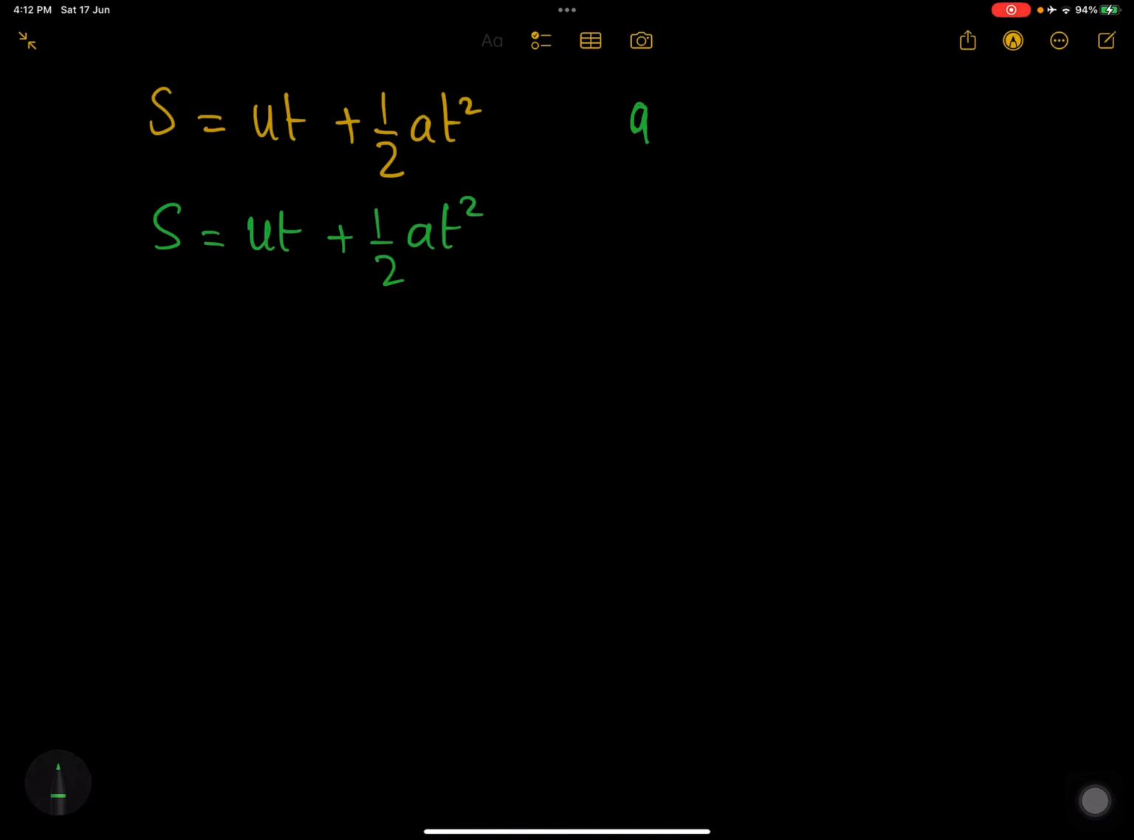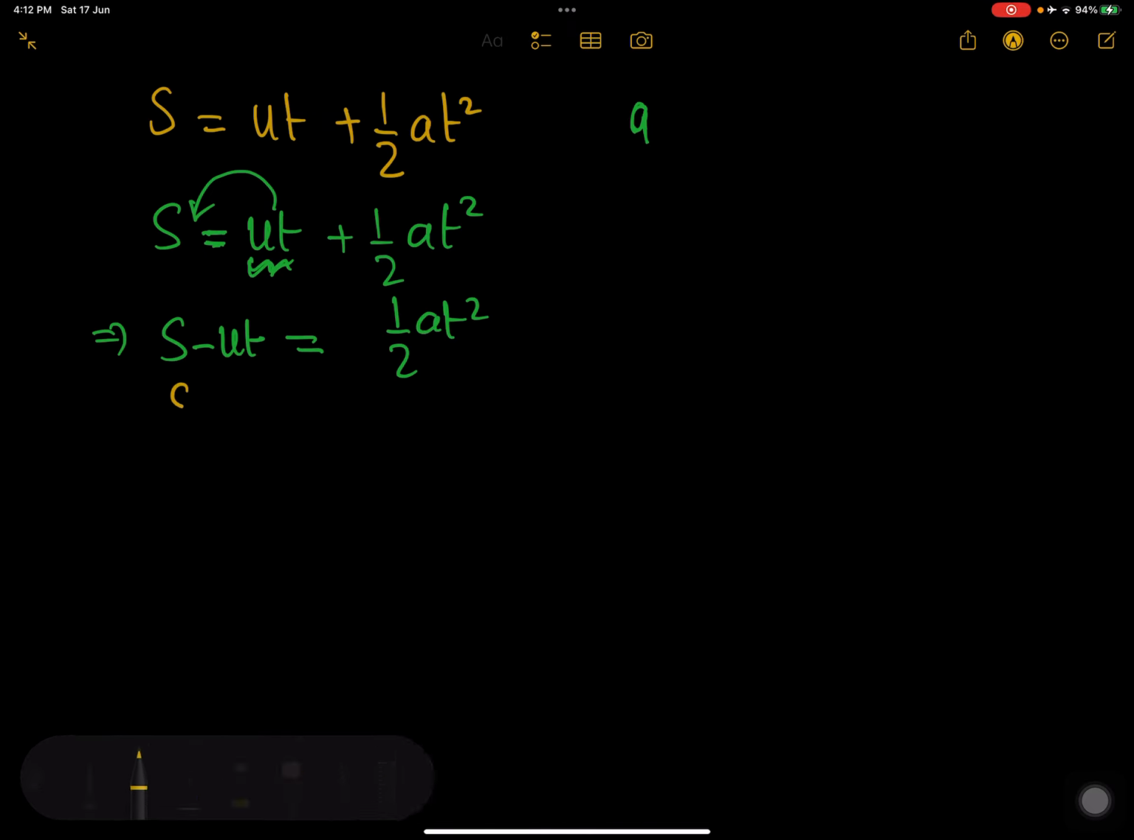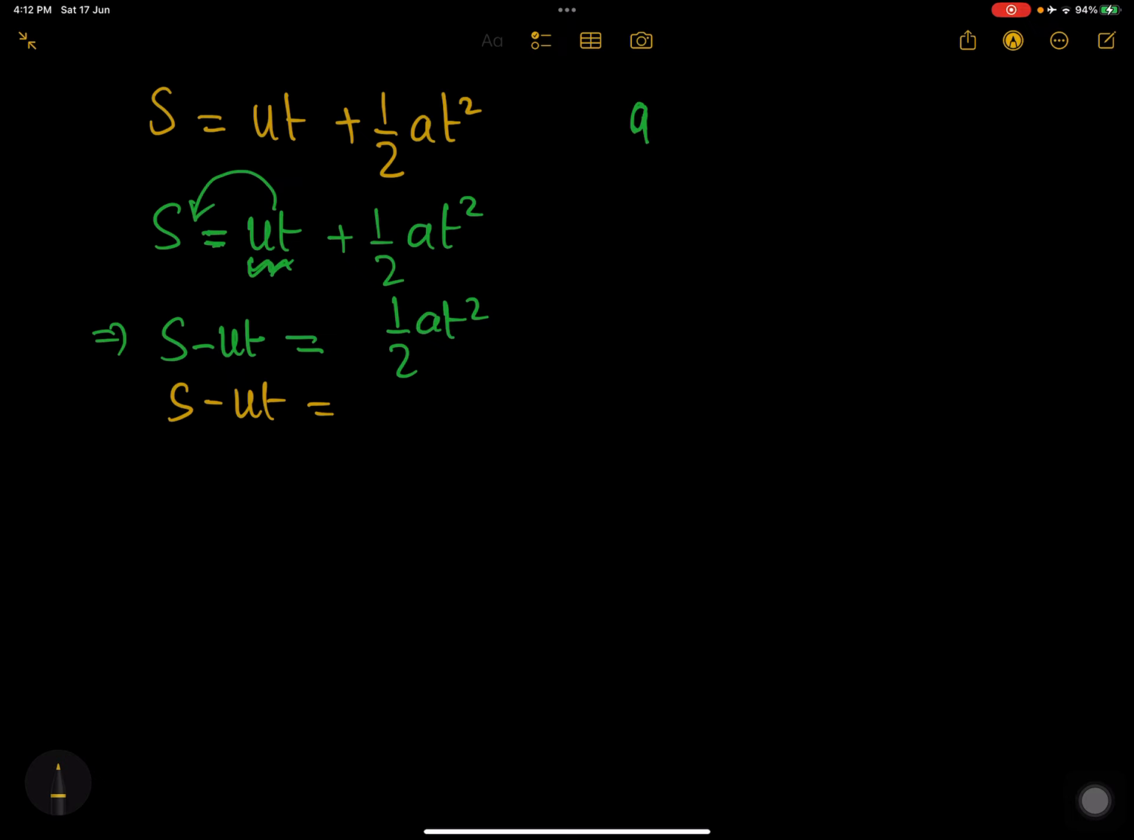We want a to stand alone, but you can see this is the foreigner, so we need to move it away. It needs to come over here. And in doing so, the sign of ut will change to minus ut because it crossed the equal to sign. And we are going to have equal to this half at squared. Now we are having s minus ut, which is equal to half at squared.